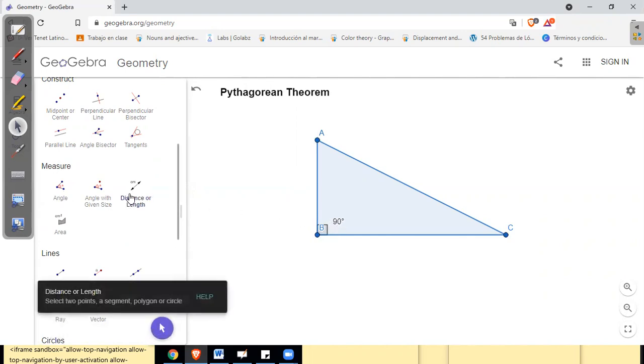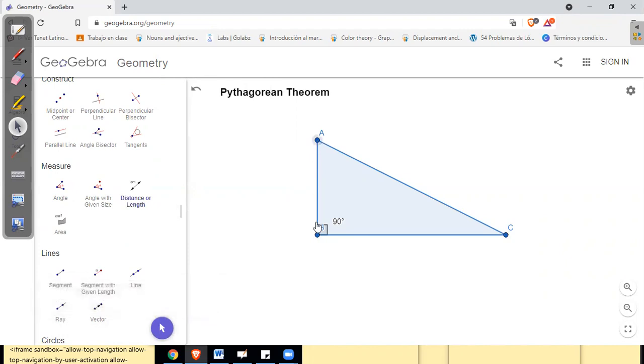Now we're going to find the length of each one of these. Remember that we used to call this leg 1. This other one we used to call leg 2, and the longest side is the hypotenuse. Now that we have this, we're going to create a square on each one of the sides.